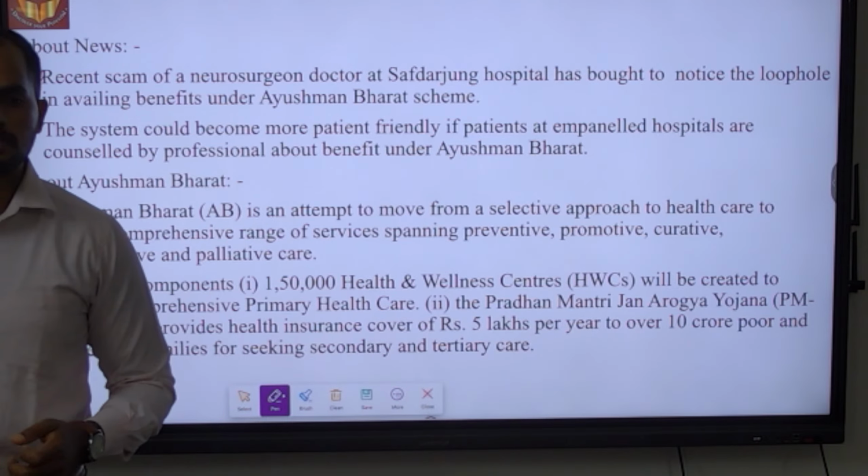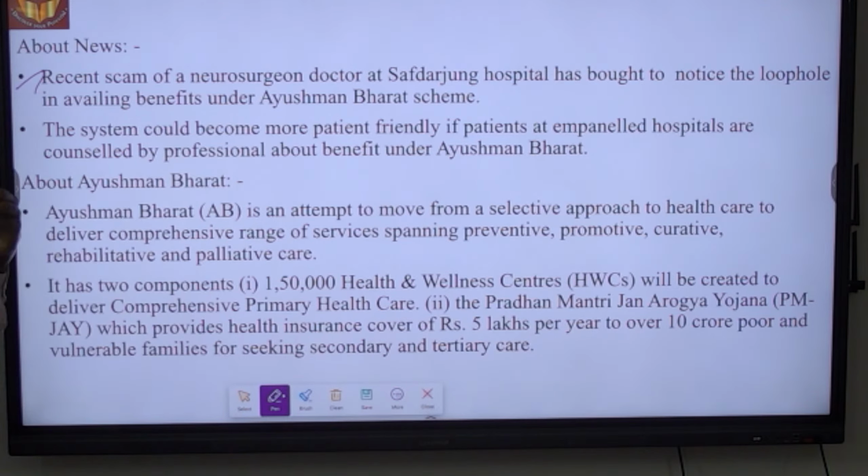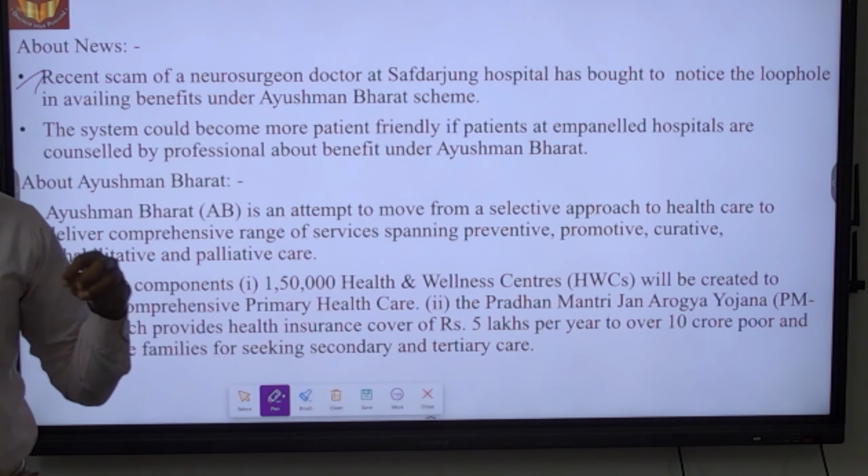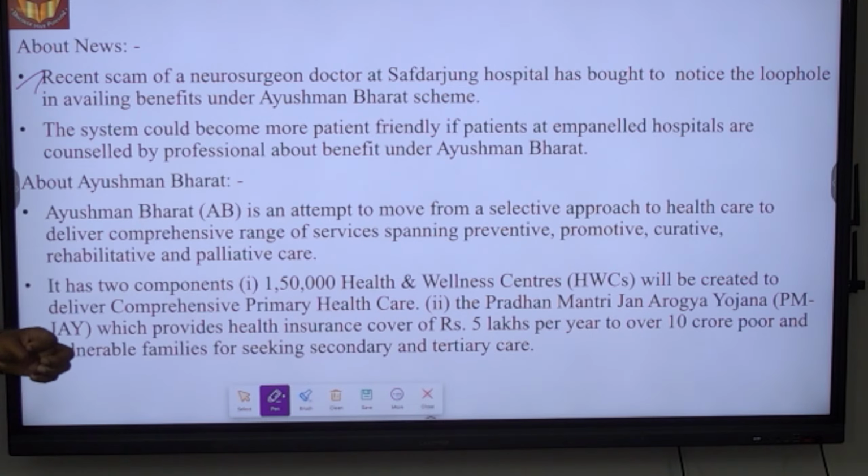As a result, the people present in the marginal section as well as below the poverty line are getting affected by the out-of-pocket expenditure, and they are pushed further downwards in terms of poverty.